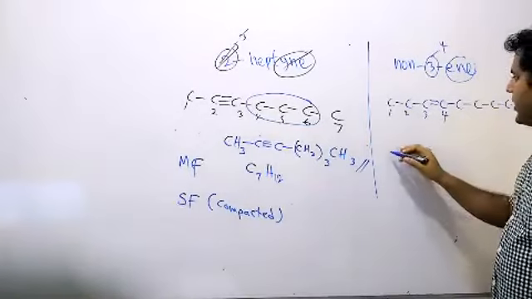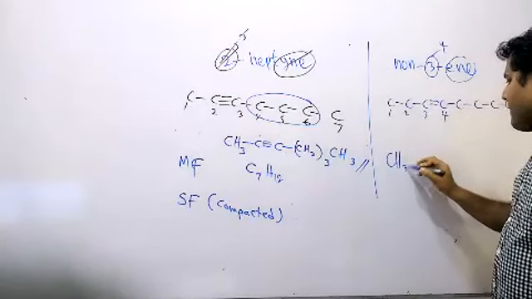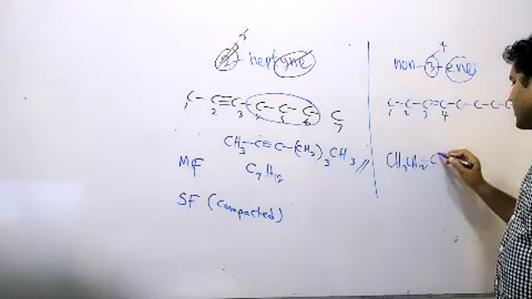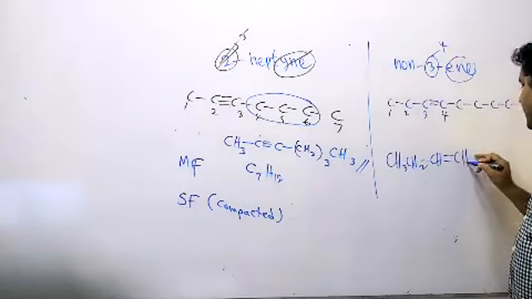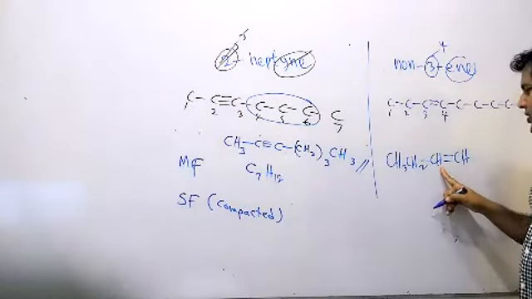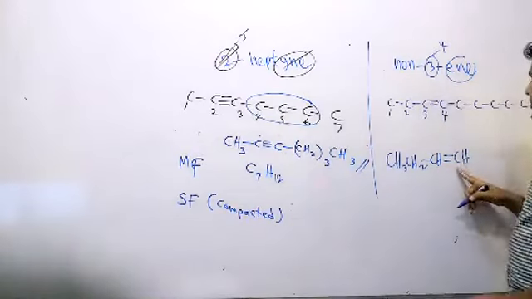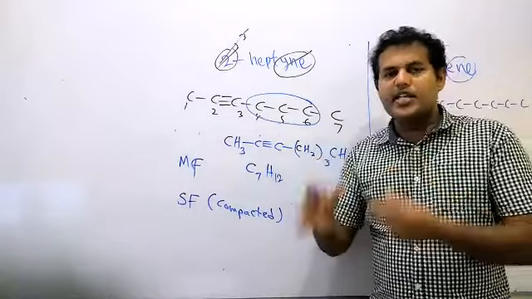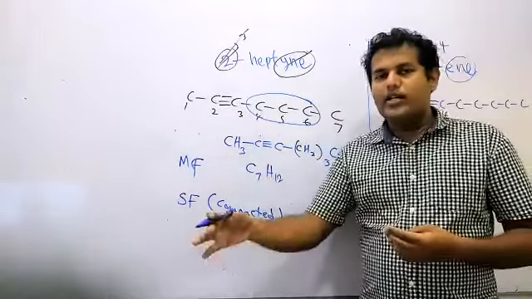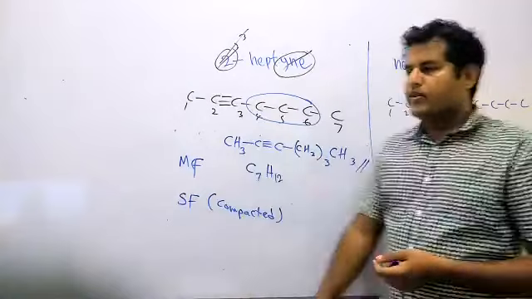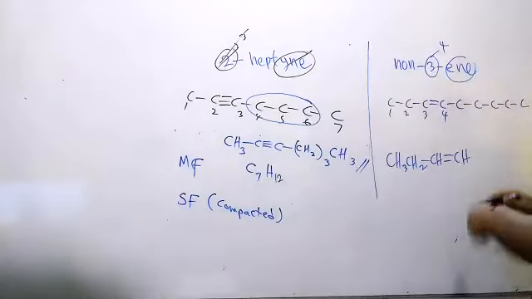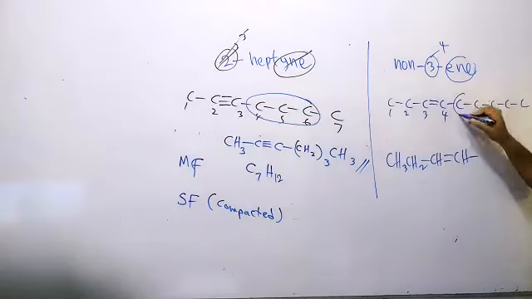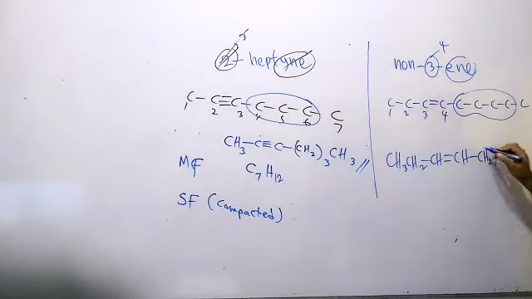So let's complete the structure. CH3, CH2, CH, double bond CH. Don't write CH2 here, that's incorrect. When the double bond is at the center, it's in CH mode. When the double bond is at the corner, it is CH2 mode. You can experiment with those. Then how many carbons? 1, 2, 3, 4. You can write CH2 four times, and then finish with CH3. That's it.